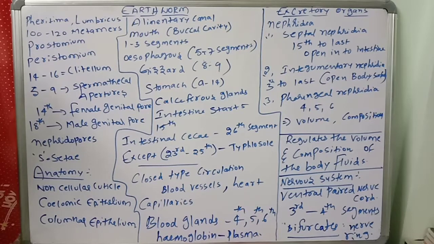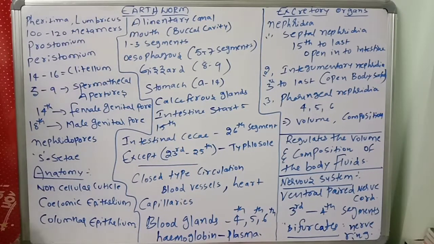See, morphology means external features, right? The study of external characters. Anatomy means the study of the systems, the internal systems. Anatomy means morphology of internal organs. In this chapter we will see earthworm, cockroach, and frog, but we will see the earthworm first.